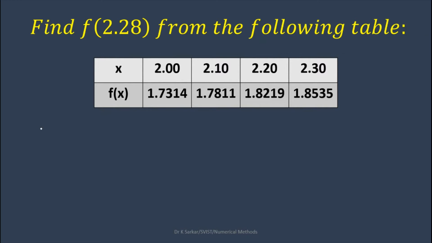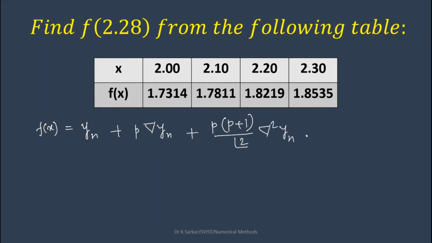Let us first write Newton's backward interpolation formula. f(x) equals yn plus p del yn plus p into (p plus 1) by factorial 2 del 2 yn plus p into (p plus 1)(p plus 2) by factorial 3 del 3 yn plus so on.